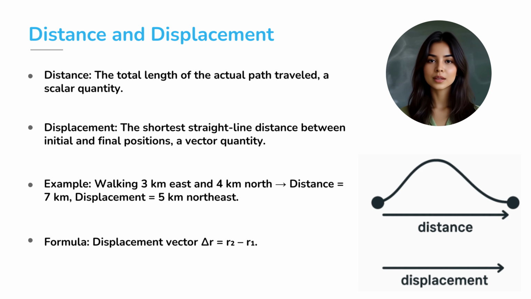For example, if you walk 3 kilometers east and then 4 kilometers north, the distance you traveled is 7 kilometers. But your displacement is only 5 kilometers in the northeast direction because that is the straight line from start to finish. Mathematically, displacement vector ΔR equals R2 minus R1.